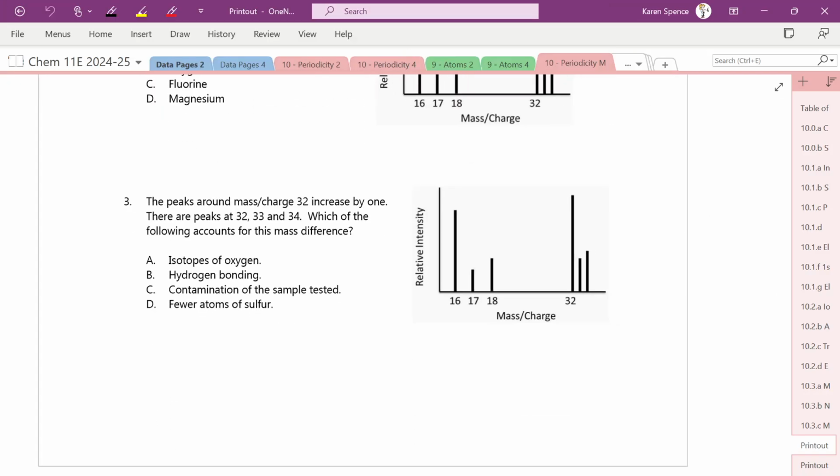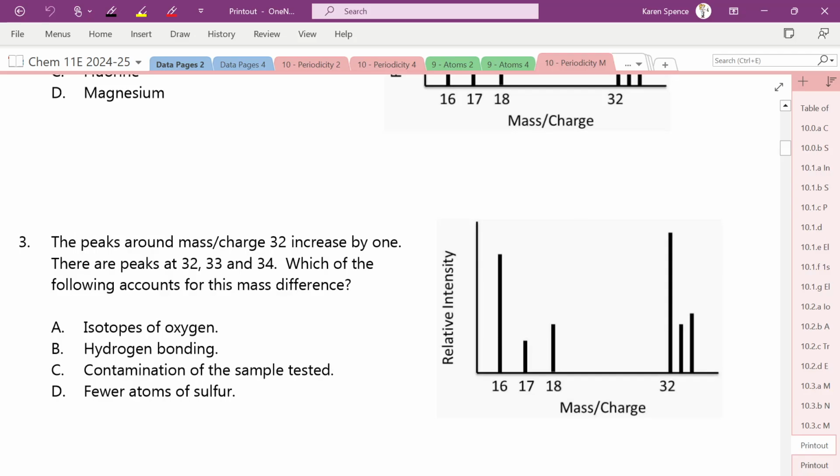Okay, question number 3. Peaks around mass charge 32 increase by 1. There are peaks at 32, 33, and 34. Which of the following accounts for this mass difference?